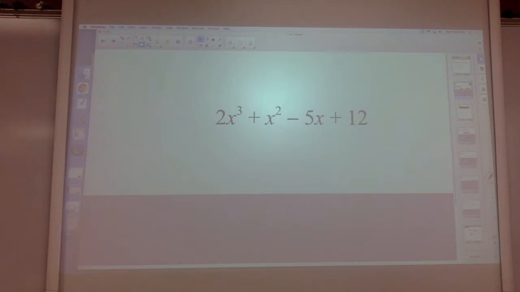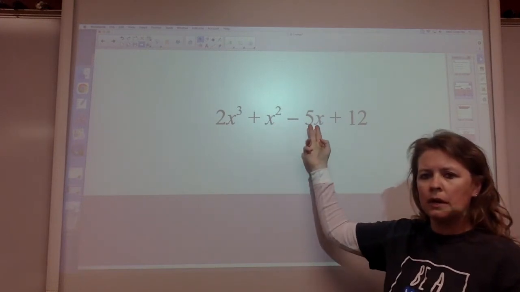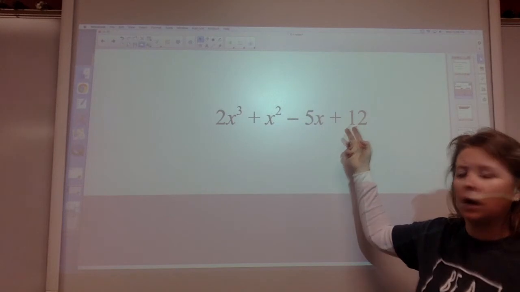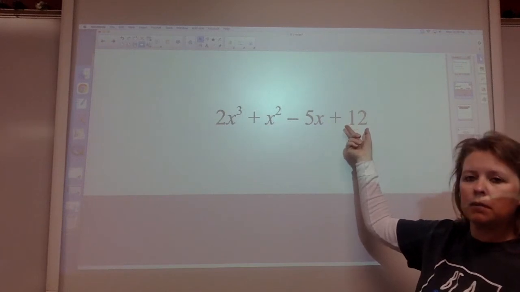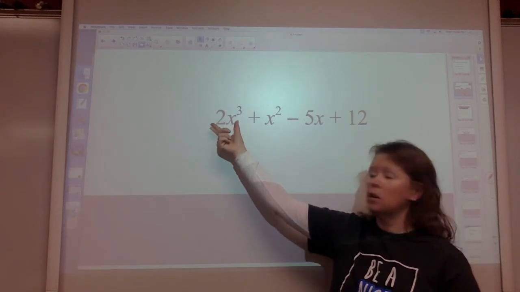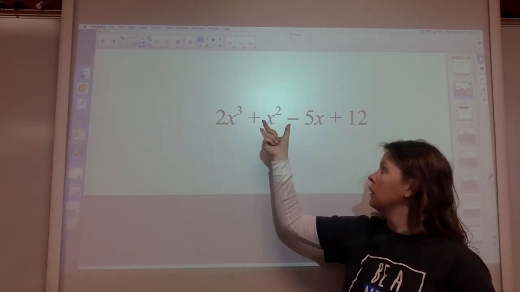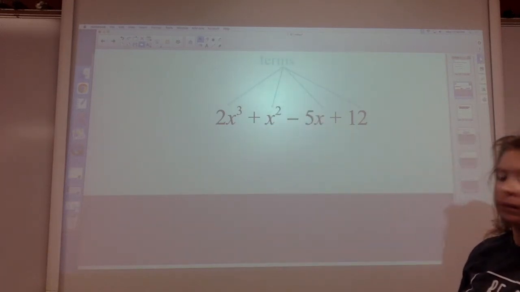So take a look at this, write it down if you need to. You say that as 2x to the third power plus x squared minus 5x plus 12. We're still working on some definitions. That would be a polynomial with four terms. 1, 2, 3, 4 terms. A term means a group of numbers or variables, or it can just be a variable by itself, or it can just be a number by itself. But a term is separated by any addition and subtraction. So 2x cubed, since that's all multiplication, is one term. X squared is a term. Negative 5x is a term. So those are your four terms.